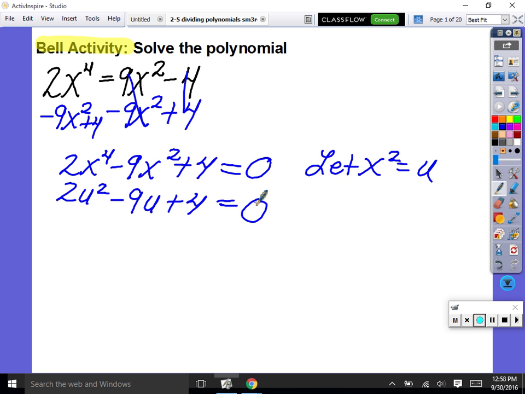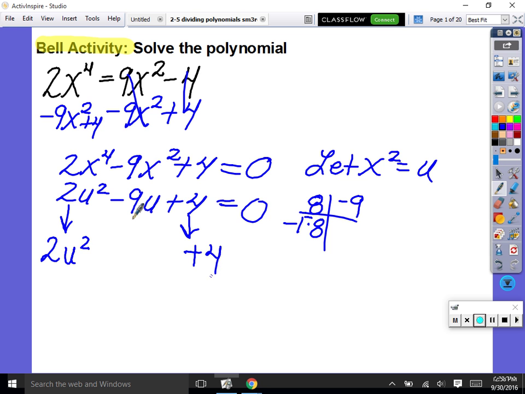I was really glad to see that nobody was quick factoring this. So we have to do what multiplies to be 8 times c, what multiplies to be 8 and adds up to be negative 9. 1 times 8, right? Both negatives. And then we drop our end terms down. So we have 2u squared. We have positive 4.